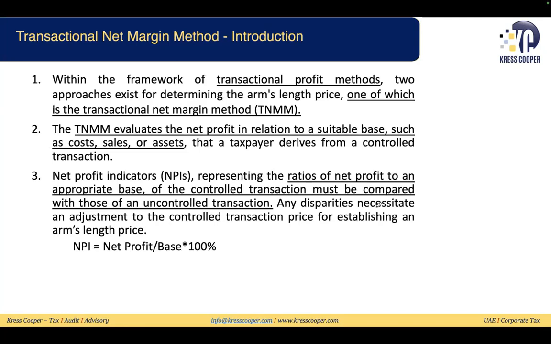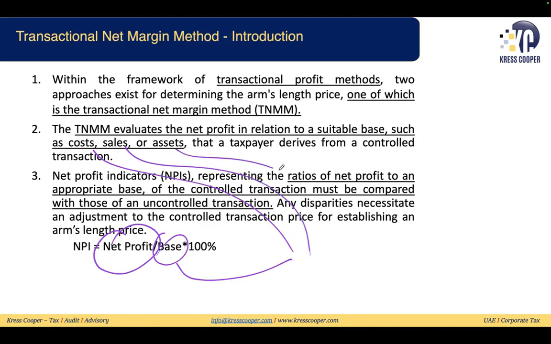Basically, within the framework of transactional profit methods, approaches exist for ascertaining the arm length price, one of which is the transactional net margin method. So we ascertain the net profit percentage against any base. This base can be sales, cost, or assets, depending upon the nature of the business, size of the business, and functions of the business. So the objective is net profit divided by base.